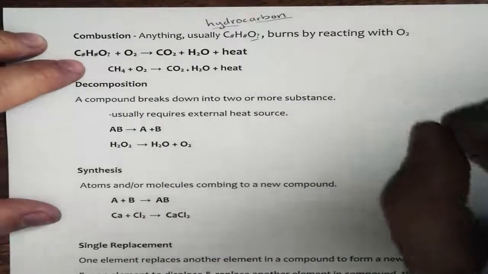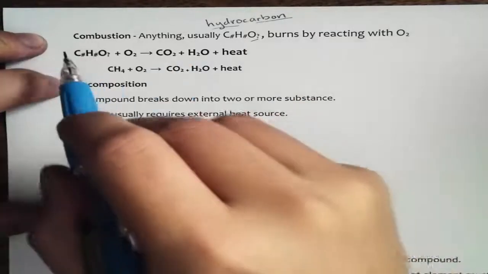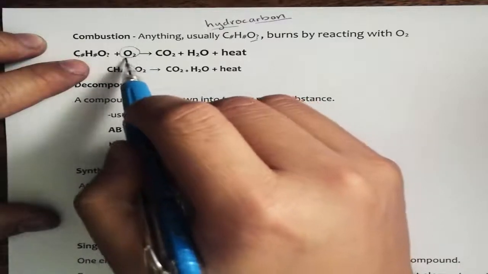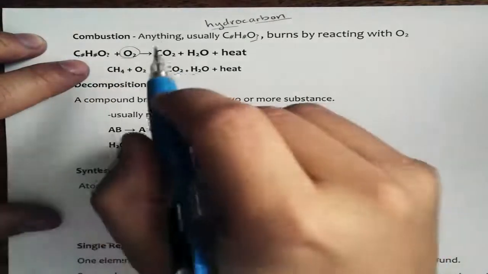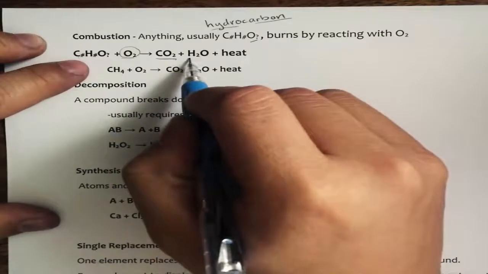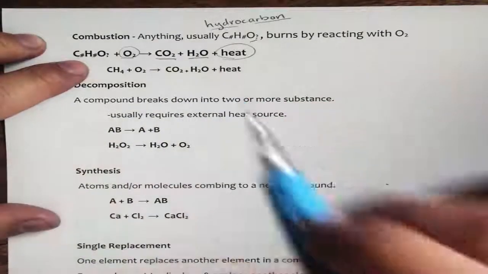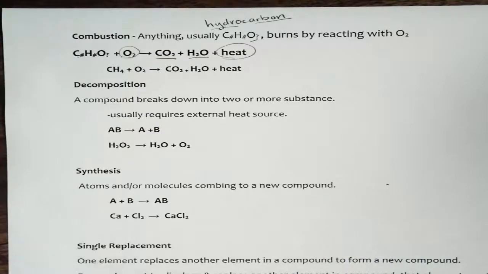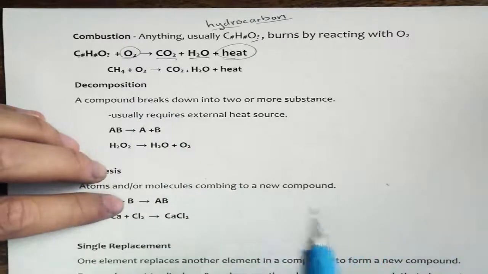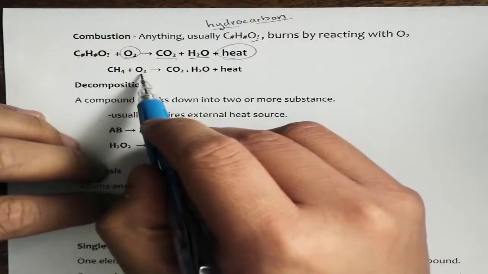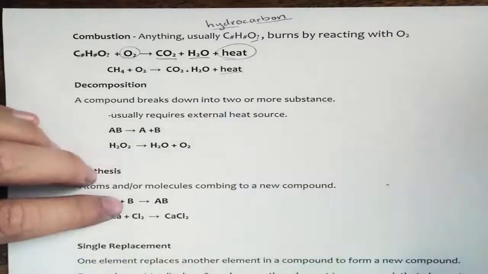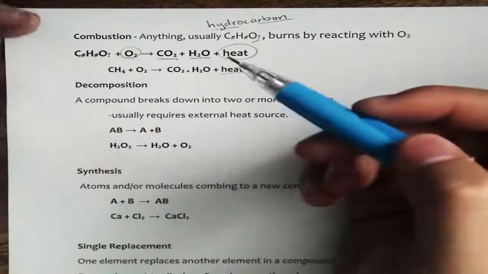We have a very generic chemical equation to represent combustion. Again, carbon, hydrogen, and sometimes oxygen react with oxygen, and they will always produce these two products: carbon dioxide, which is CO2, and water, and a lot of heat. So that is combustion. An example would be methane gas that we have at home reacting with oxygen, and it will produce carbon dioxide, water, and a lot of heat or energy. This is the methane gas that we use to cook at home.